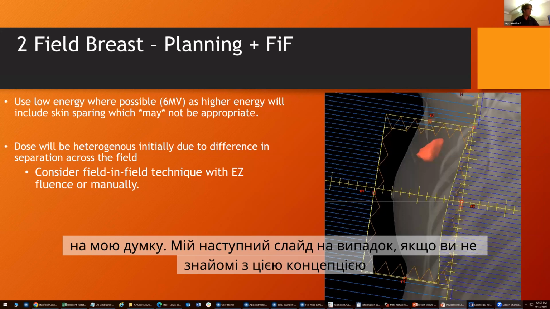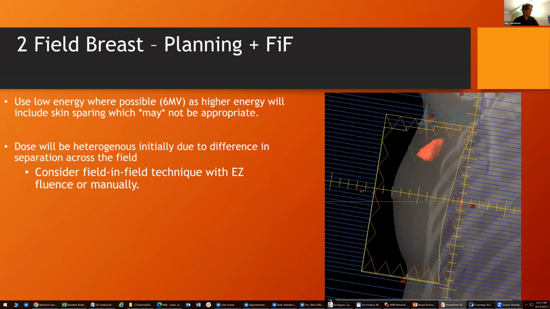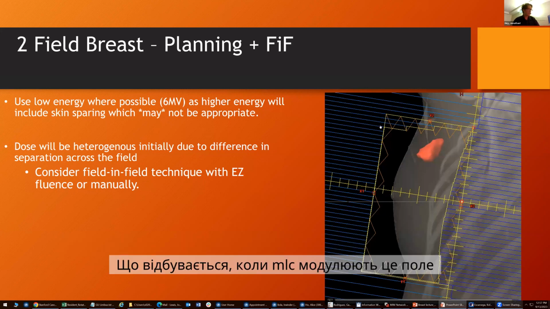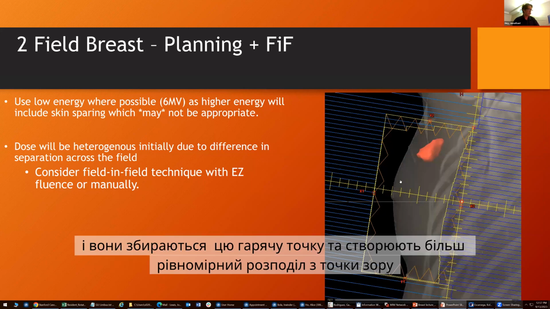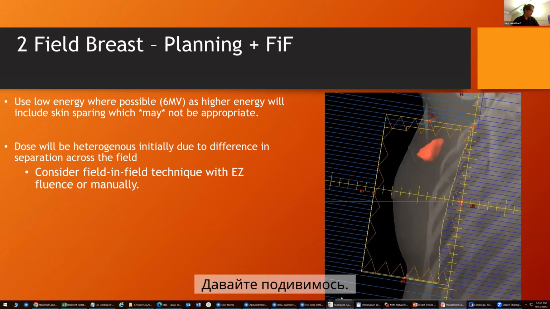My next slide, in case you're unfamiliar with this concept of field in field, I'm just demonstrating what that is and what that looks like. What's happening is the MLCs are coming in and modulating on this field, and they're going to paint out that hotspot and create a distribution that's more even from the perspective of the field. So let's see if my movie can play.